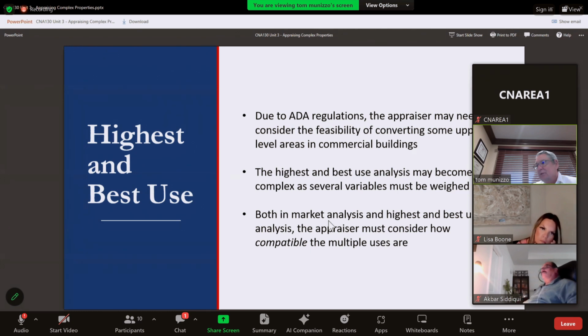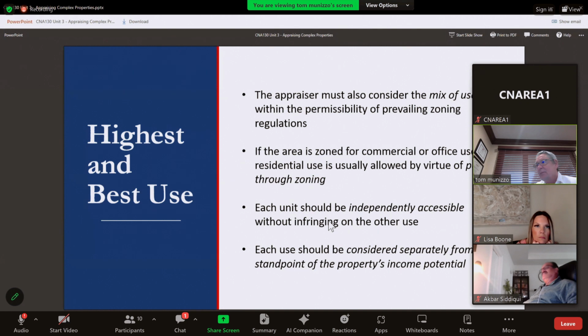Highest and best use may become complex. Here are other factors to pay attention to for highest and best use analysis. You have to consider the mix of uses in conjunction with the allowability under the current zoning regulations.